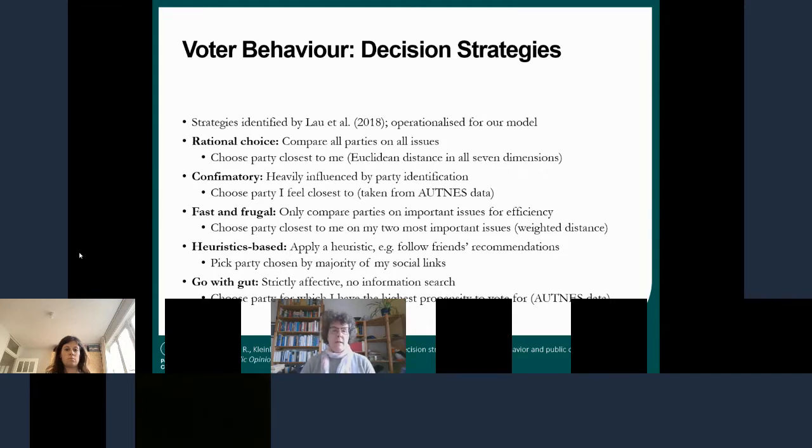And then there's, last but not least, the strictly affective strategy, where no information search is happening. So they just go with their gut feeling. This was, in my opinion, the most difficult strategy to actually implement in the model. And we have operationalized it as the voters choose the party for which they have the highest propensity to vote. This is also taken from the survey data.